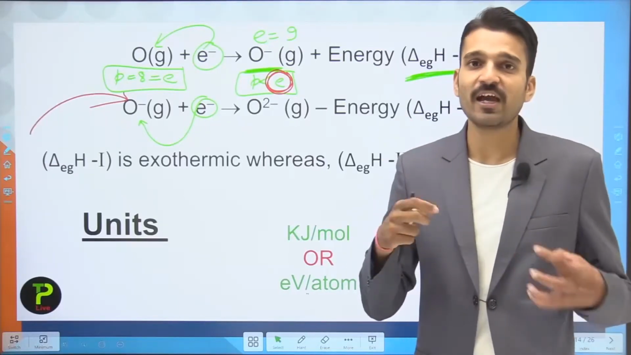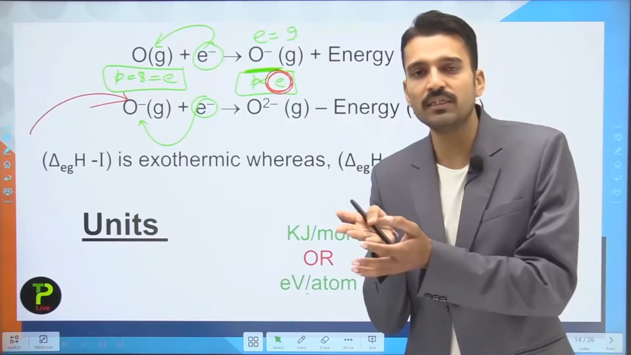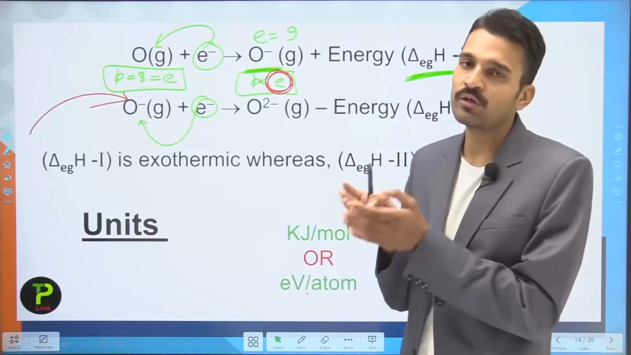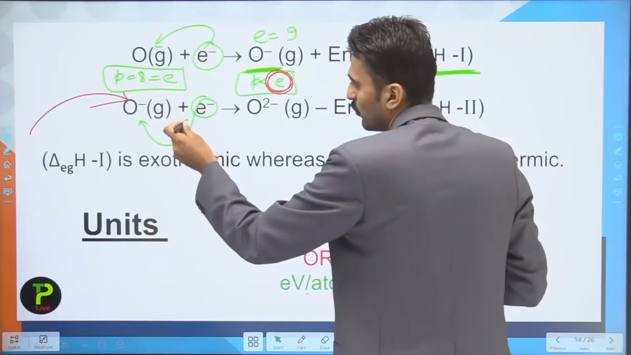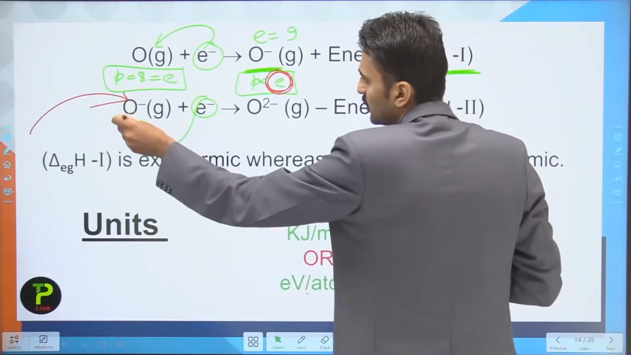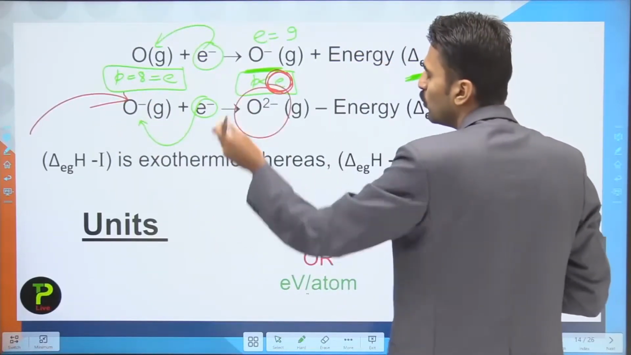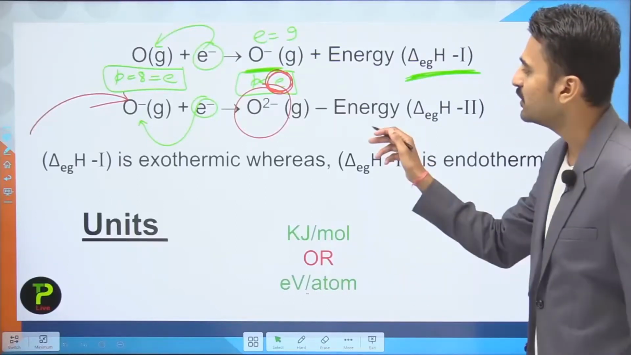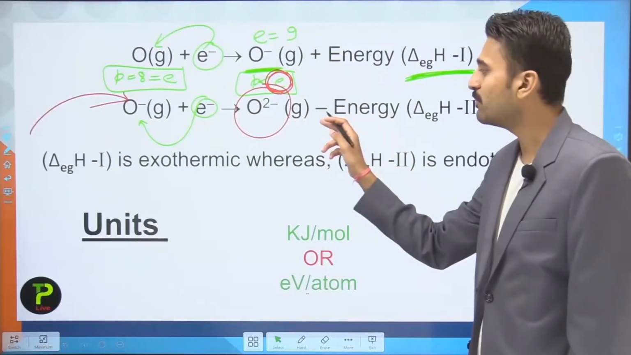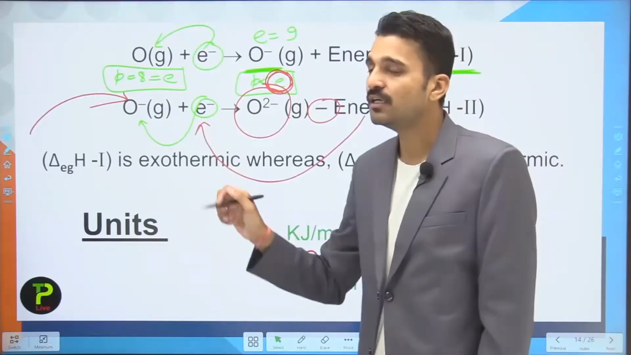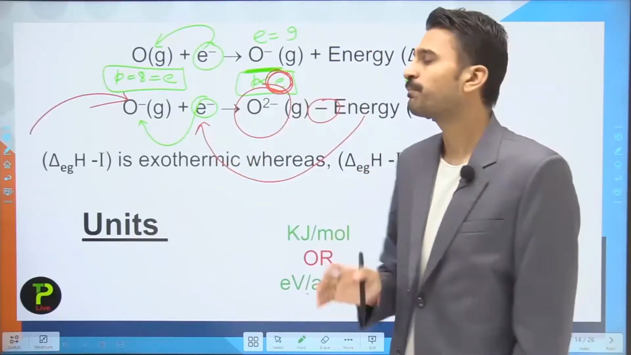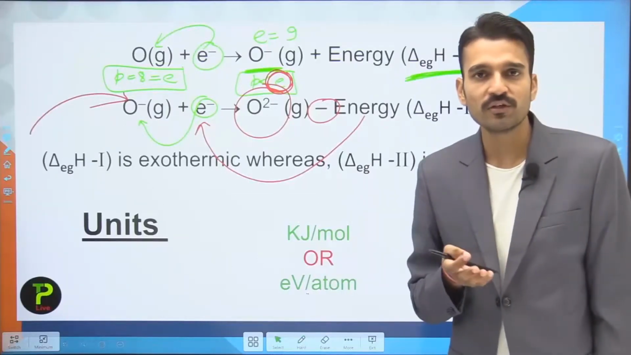It means that we have to provide an extra amount of energy to fit that particular electron in the outermost shell. So when this electron comes into the outermost shell of this O minus, it would form O2 minus, and here you can see that it is represented with the minus energy sign. It means that we have provided this energy to the reactant side. So what are the conclusions that you draw from here?